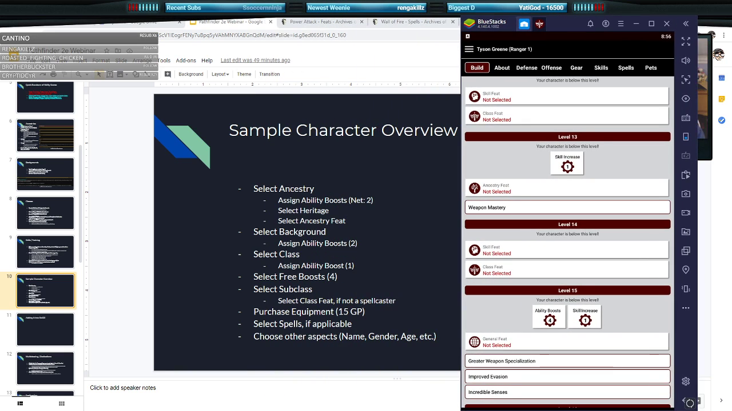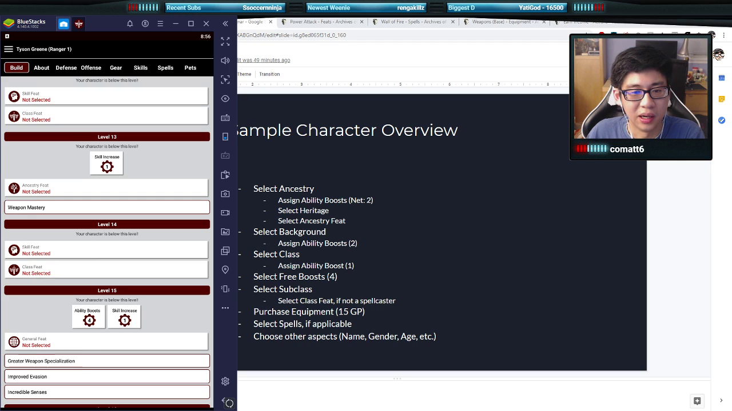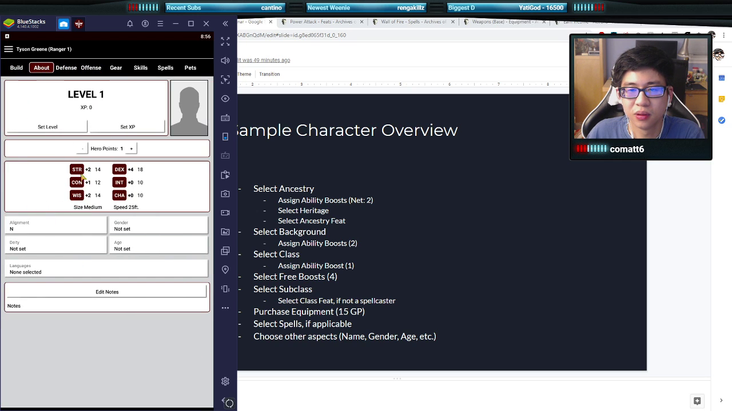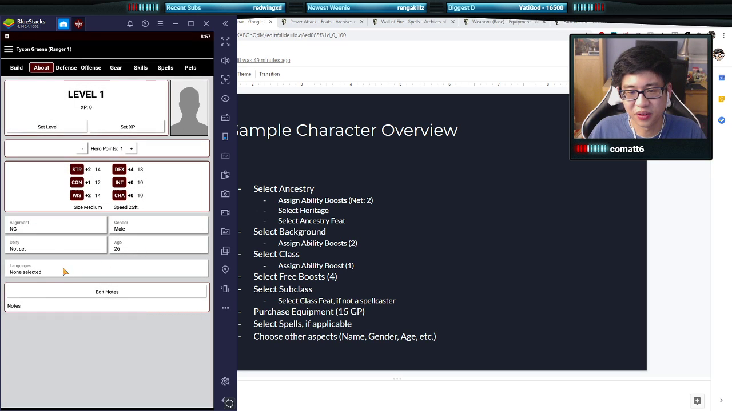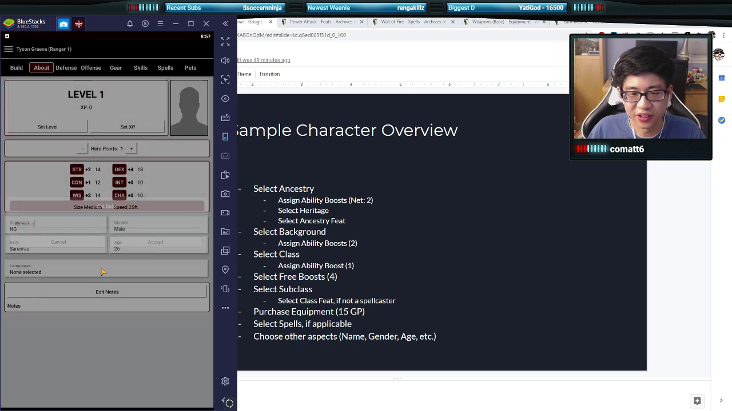is, which moves over here, I'll move it this way. I need to purchase equipment and fill in some other things. So if you go to about, so you can choose your alignment, who's neutral good, gender, male, age, I think he's 26, I guess. I think he might have been a little bit over or under, and he worships Sarenrae.